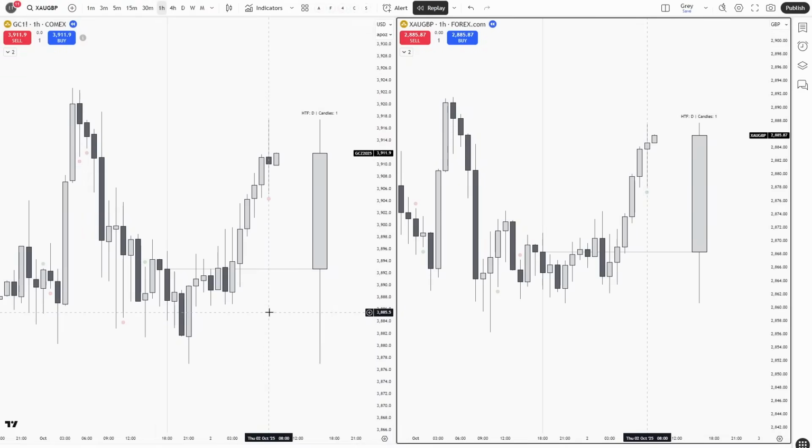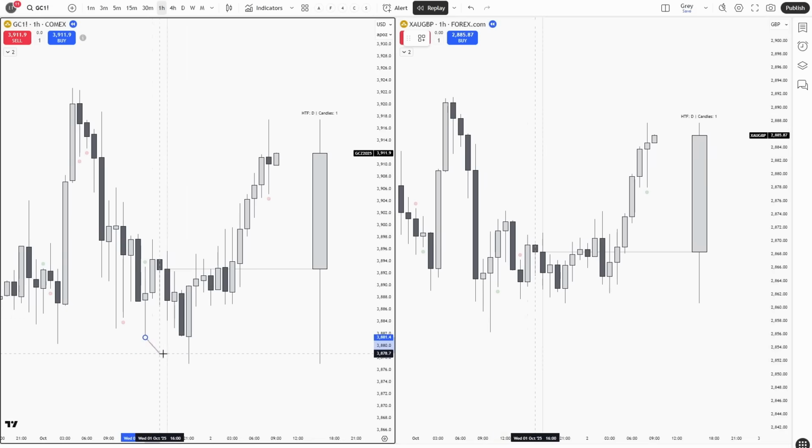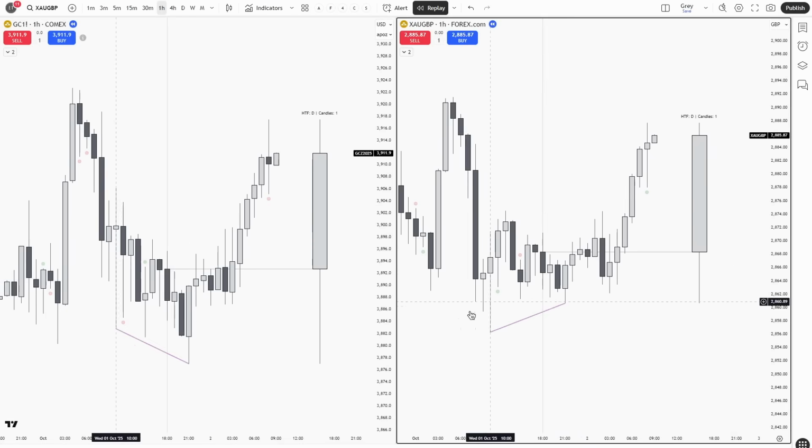So here we are with another example. In this one, I'm going to explain to you the SPSP, the sweep PSP, or strength PSP, whatever you call it. So on the hourly chart, you can see we have SMT divergence with the XAUGBP on the right side. So we have bullish SMT divergence with the XAUGBP, a confirmed low of the day, supported by an SMT divergence.